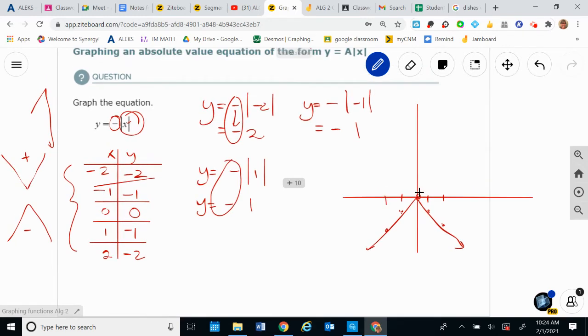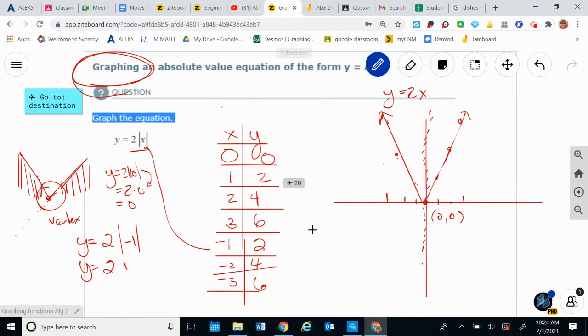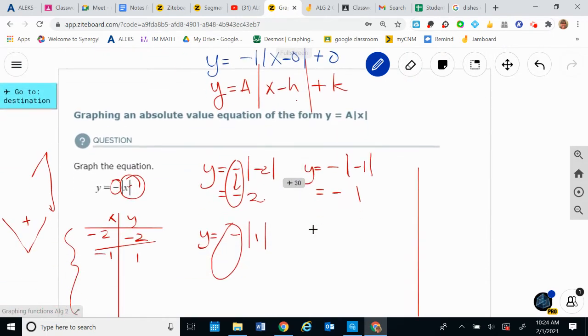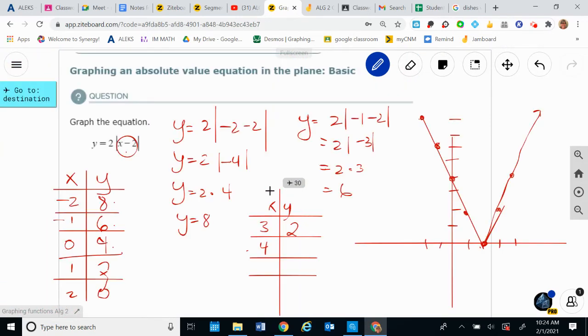So look here in this one. Sorry, the next one. Here we go. Take a look. The form is this, ready? Y is equal to A times the absolute value of x minus h plus k. H, k is the vertex.